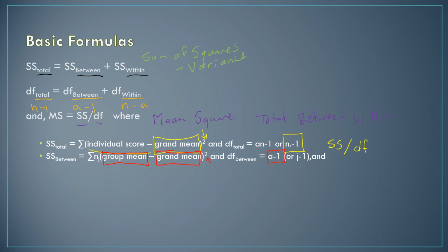And so then we can do our sum of squares divided by our degrees of freedom to be able to get our mean squares between value. And lastly, we have our within values.